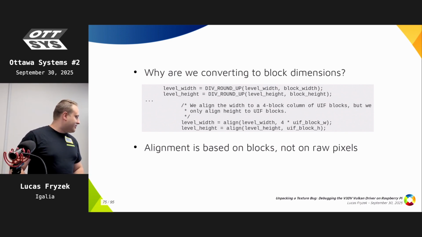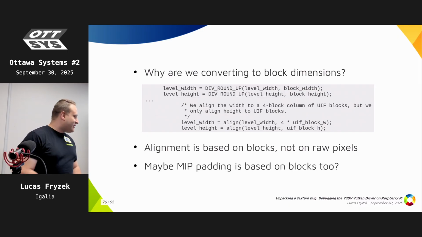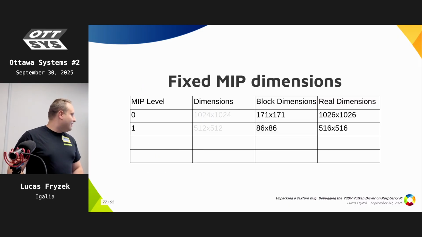But that's interesting. The alignment is based on the block size, but the padding we did was on the raw pixel size. So maybe the issue here is that the MIP padding also needs to be based on block size, not just pixel size. So this is a theory we can run with to see if this is in fact the bug. If we go back to our table and figure, okay, if we need to pad power of 2 on the block dimensions, how does that change stuff?